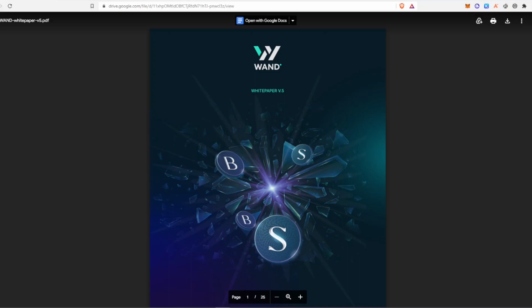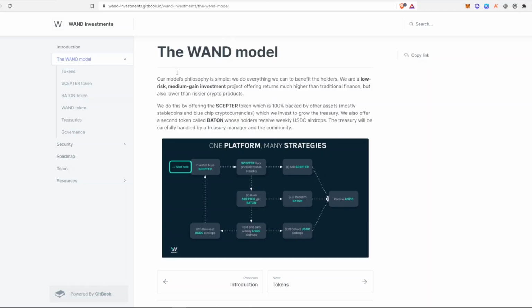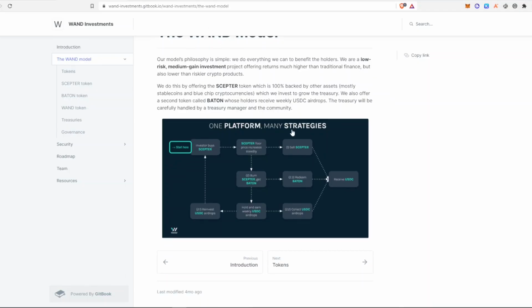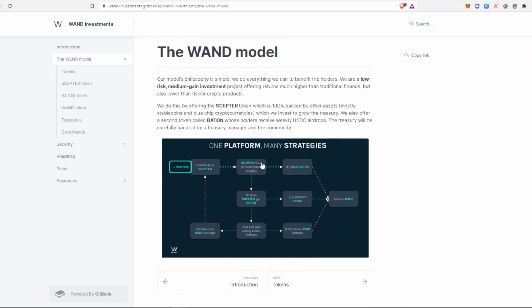If you do go back and watch my previous videos, I go into more detail about how the protocol functions and into more detail on each of the tokens, Scepter and Baton. I will go over it briefly here before I explain any of the changes that have happened within the protocol since then. This image here explains well the whole ecosystem and how it works.